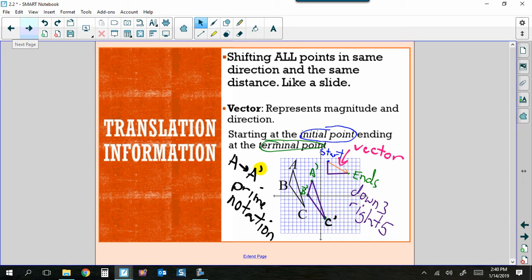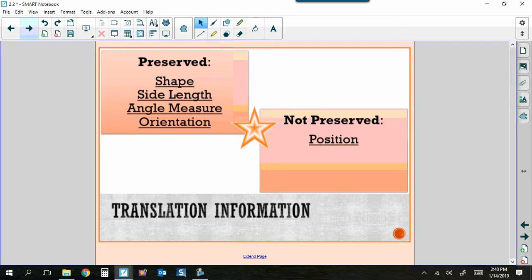Okay, so when we did this translation, you can see that the two triangles look very similar because you're shoving or pushing or sliding all the points in the same exact way. So therefore, we have some preserved and not preserved features when we are dealing with translations. The shape will not change, so therefore it is preserved. Your side lengths, however long they are in the pre-image, will not change. They will be the same length when you are done with your translation. Also, the angle measurements are not going to change. Whatever degree you are starting with, you will finish with.